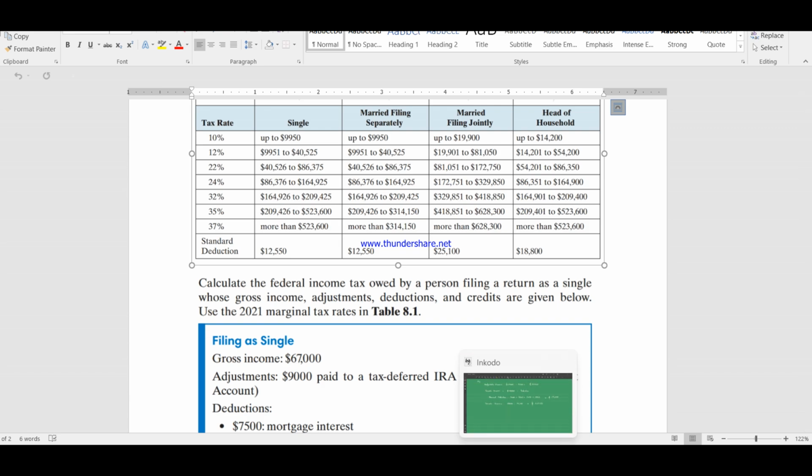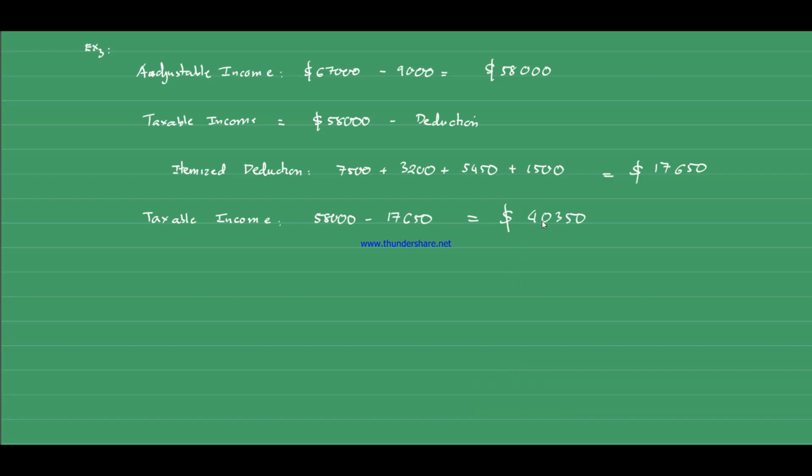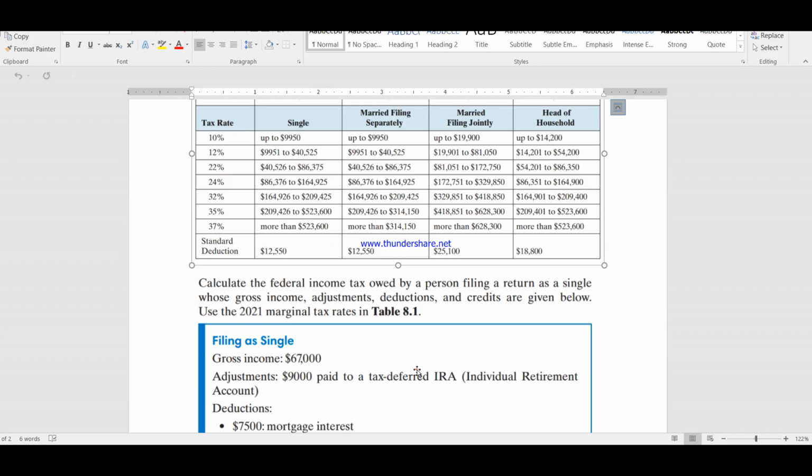So we know that we are at 40,350, and he filed single. So it looks like this bracket right here. So we're going to do 10% of this, 12% of the subtraction between this and this, and 22% of the subtraction between the taxable income and this one. Okay, let's do it.